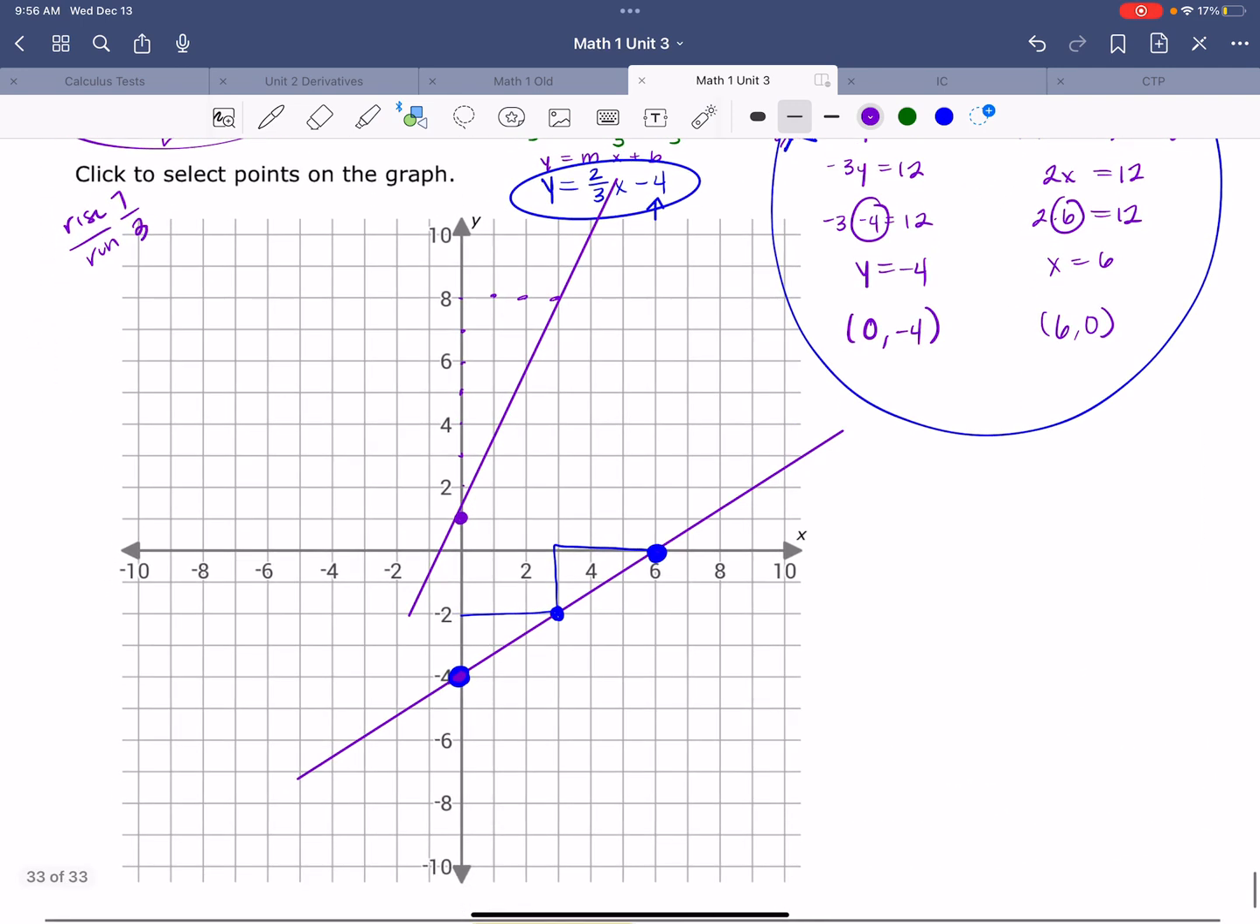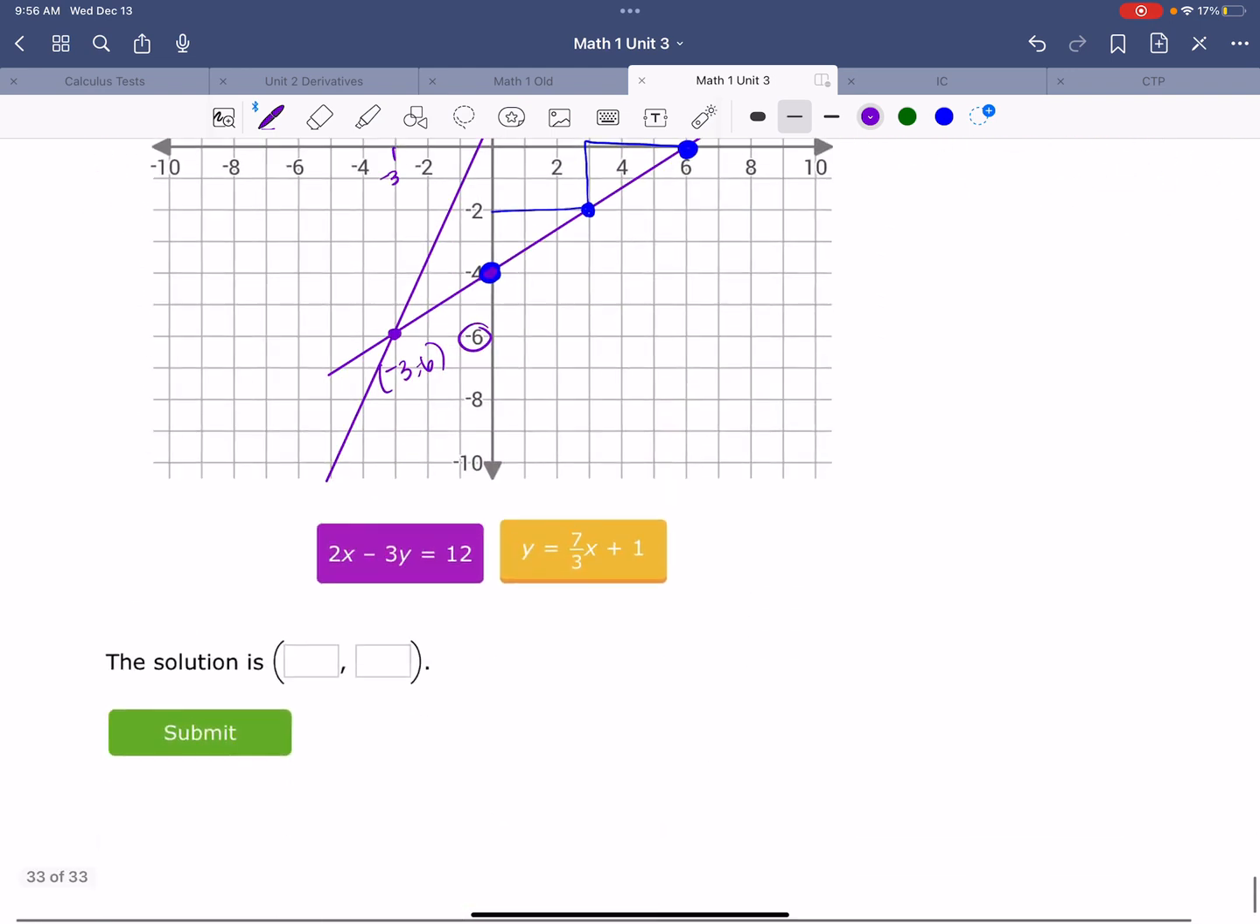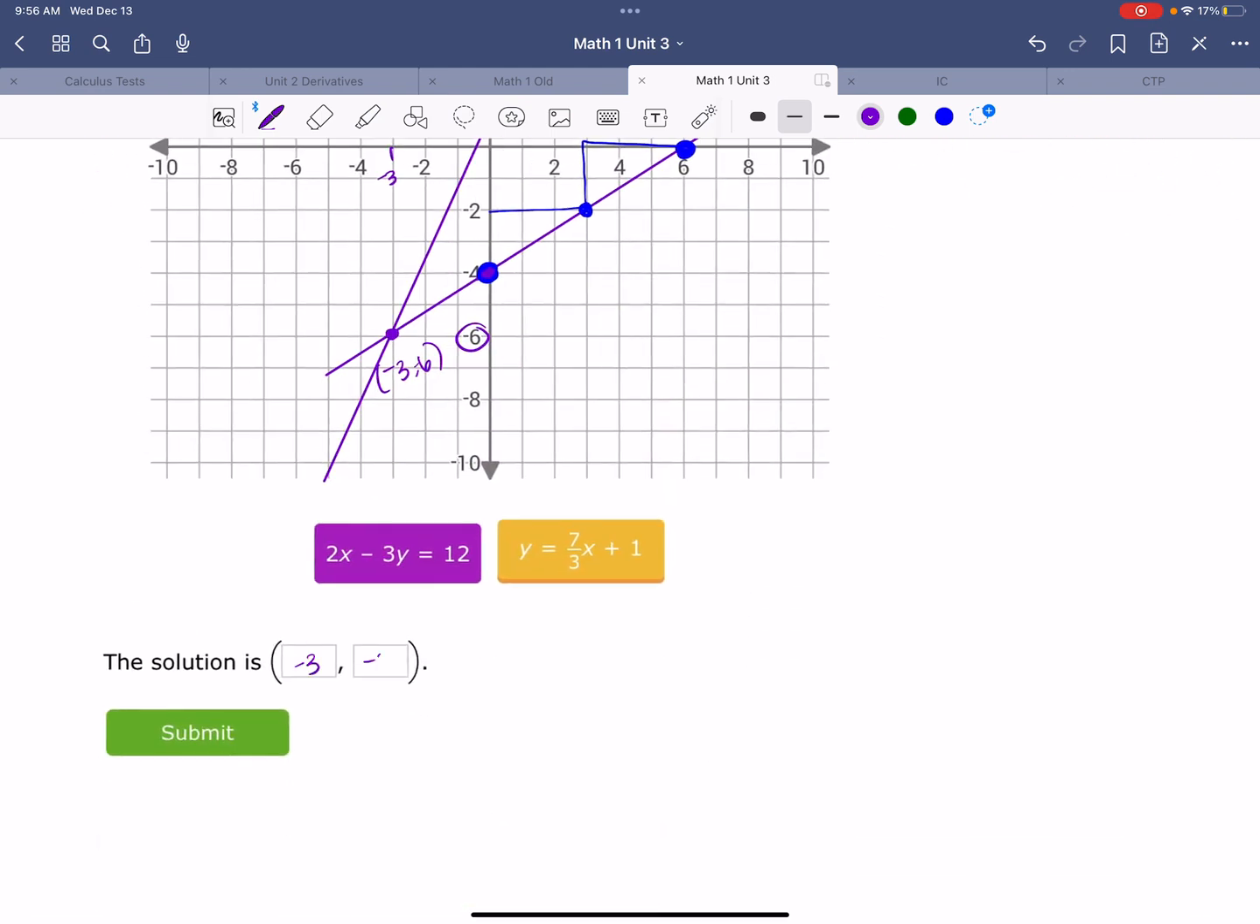So it looks like I need to extend these down to figure out where they intersect. And it looks like they intersect here at the x value is negative 3 and the y value is negative 6. So what I'm going to put into IXL is negative 3 and negative 6.